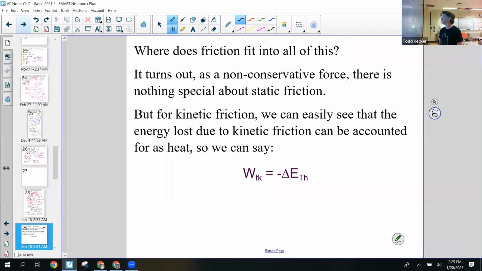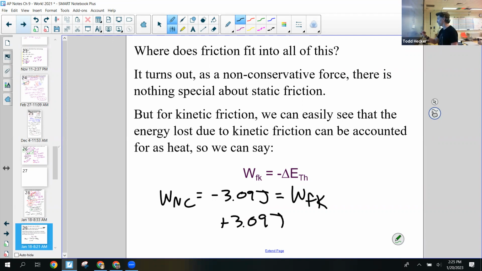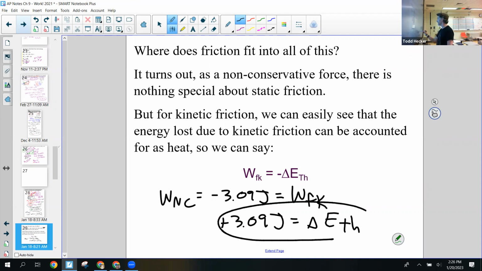Okay. So in this instance, we found that the work done by non-conservative forces was negative 3.09 joules. That's the same as the work done by friction. So that means that we gained 3.09 joules in thermal/heat energy. And you see this all the time. When you get cold, you rub your hands together, right? Think about it. When I'm moving my hand this way, friction pushes that way. My hands get warm, right? Gaining heat energy, but the entire time I'm pushing, friction's doing negative work.